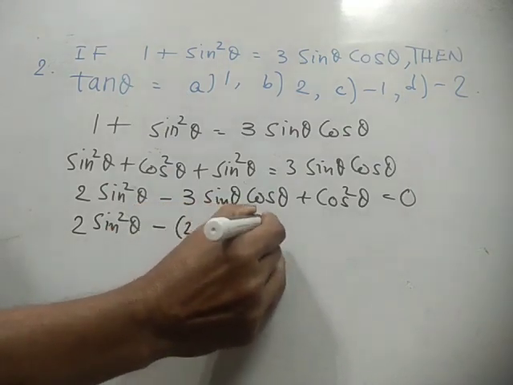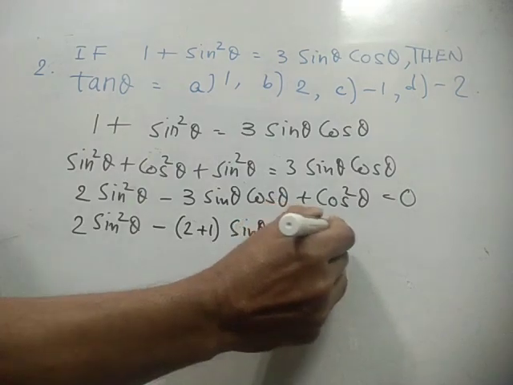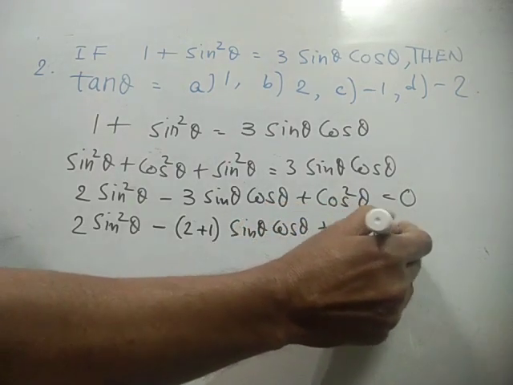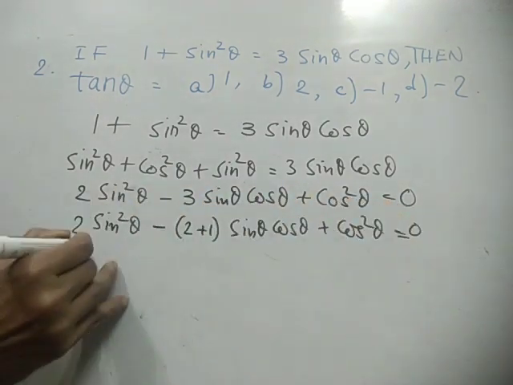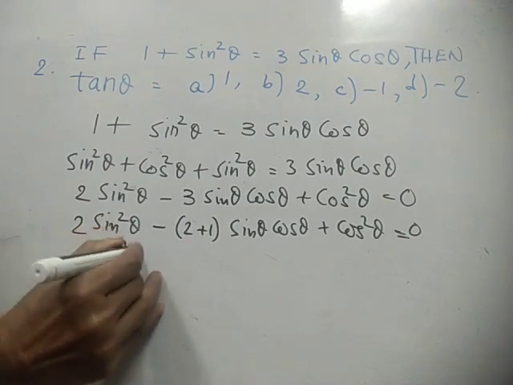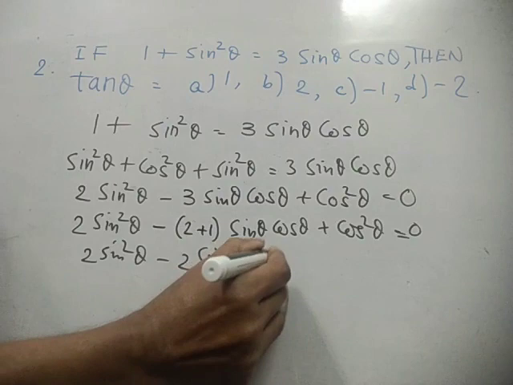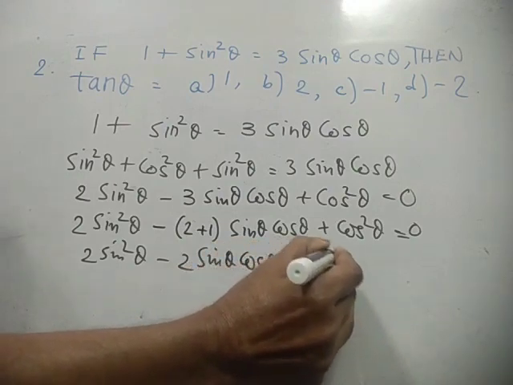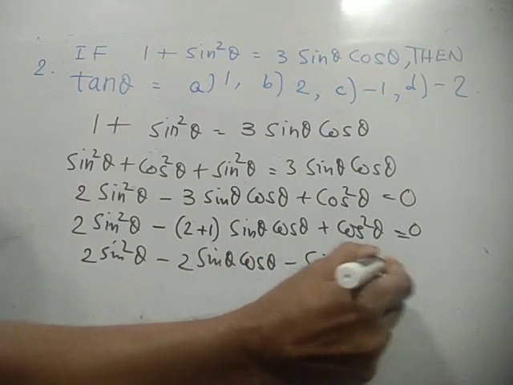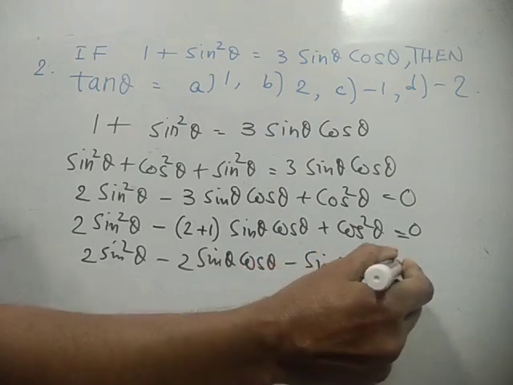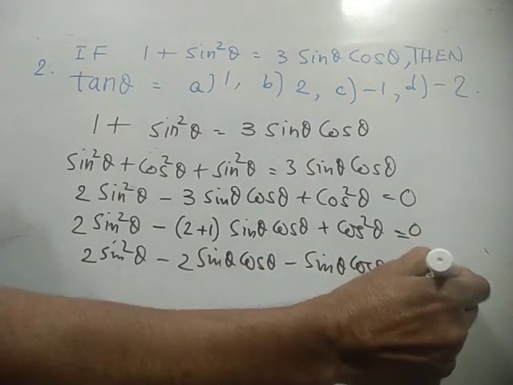If we do middle term break, if we break 3 as 2 plus 1, then we can factorize this. And a quadratic equation, you know, by factorization we can get 2 factors and get 2 values. So here we are doing this: 2 sine square theta minus 2 sine theta cos theta minus sine theta cos theta plus cos square theta equals to 0.